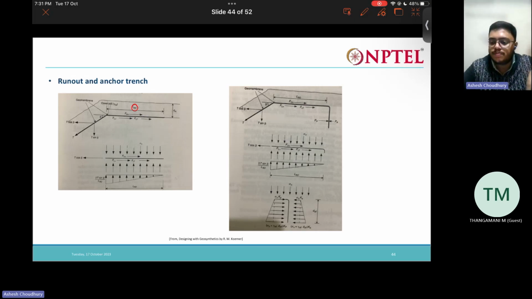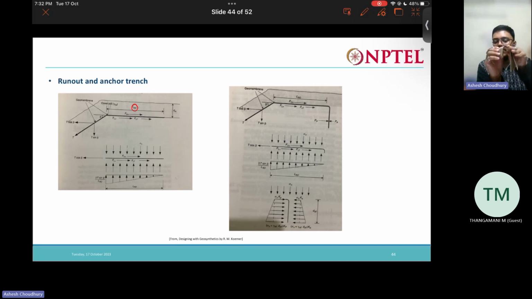So we place the geomembrane. This is the slope, then this is straight, like this. Slope, then straight. Above this we are placing soil cover. And this portion, what we can do is anchor it into a trench, and then fill the trench with soil. We can anchor this portion into the soil.